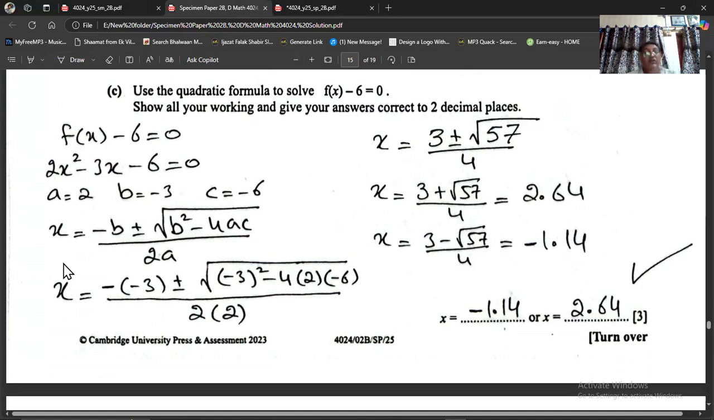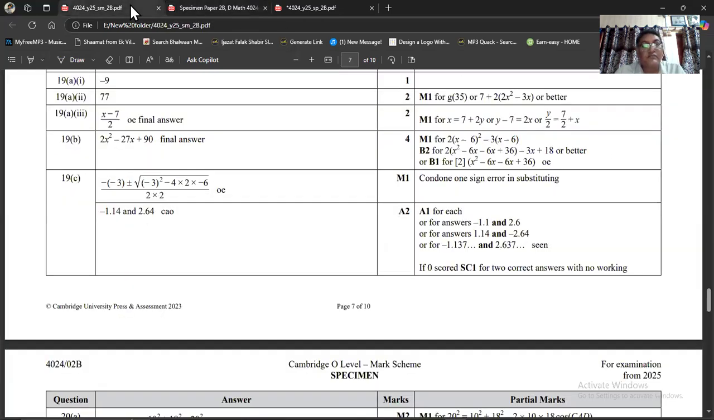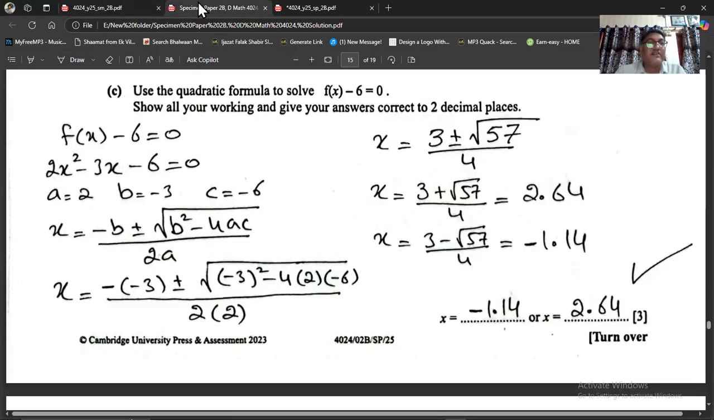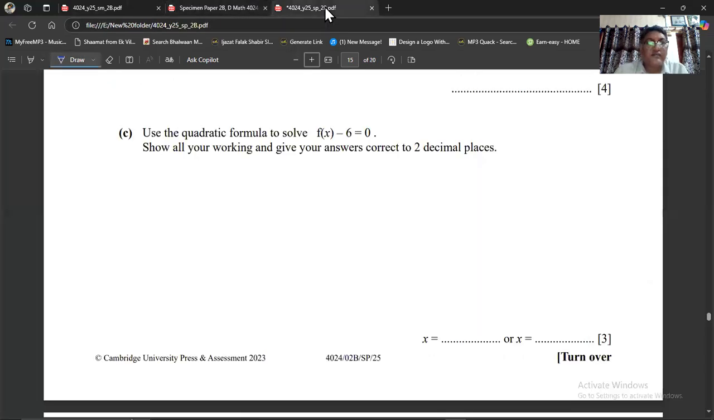Apply the quadratic formula, which is minus b plus minus square root of b square minus 4ac divided by 2a. Just substitute the values 2, minus 3, and minus 6 in the place of a, b, and c. And at the end, you will get the answers 2.64 and minus 1.14. C part. The answers are right, sir. This is how this is done. I hope you know how to solve a quadratic equation with the help of the quadratic formula. Very simple, straightforward thing. Okay.